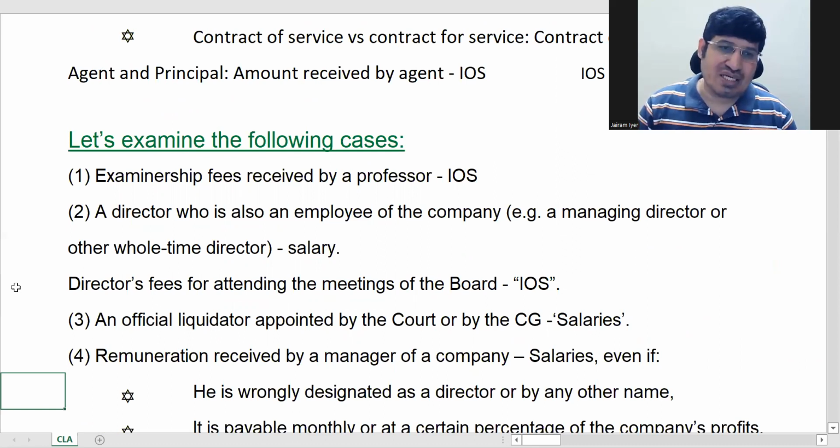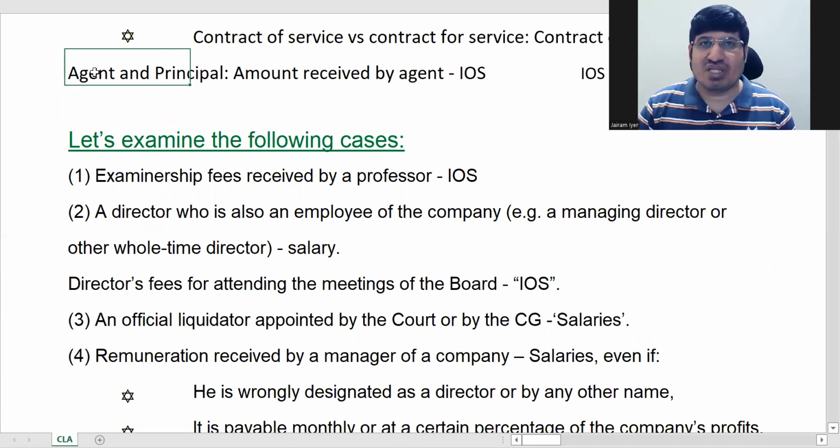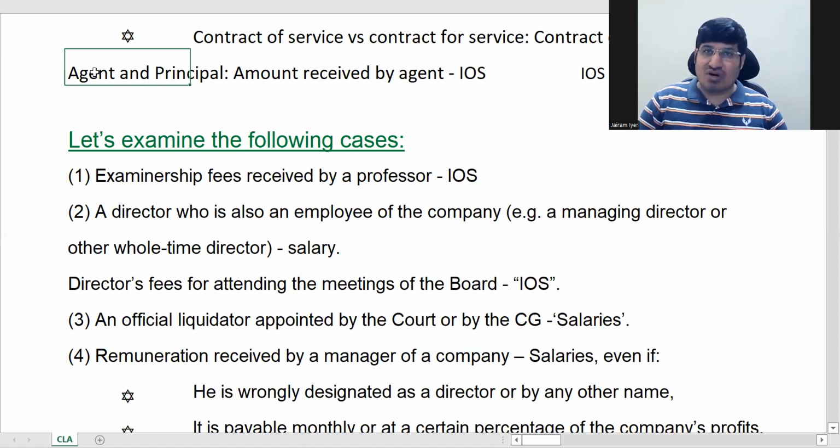So what I said is, for example, LIC agents, any agents, whatever they get, it is not called salary, it is called commission, okay? And it is always income from other sources. Now we'll be seeing some specific examples of what falls under salary and what does not. Some of these are based on some previous court cases as well.